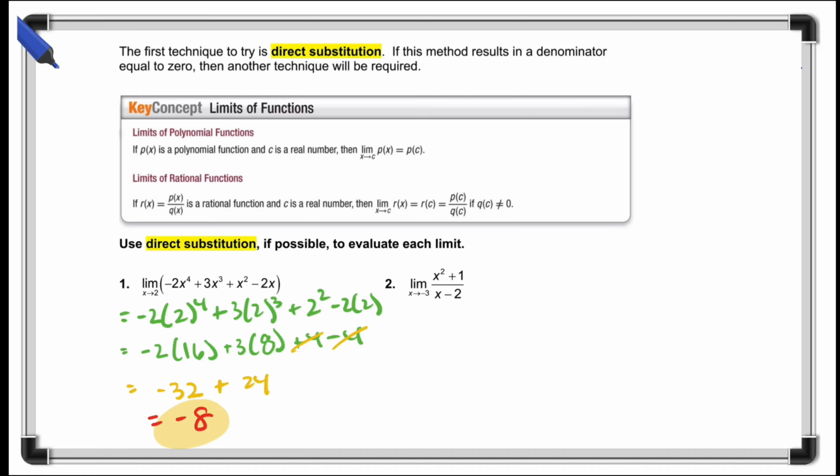Here in our second question, we're going to take our negative 3. And don't forget that we want to make sure that we use our parentheses, especially when we're squaring, just so we don't forget. So you've got 9 and 1 over negative 5, and then you've got 10 over negative 5, which simplifies to negative 2. So here we use substitution to evaluate each limit.